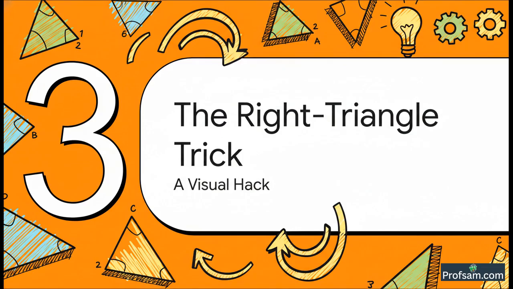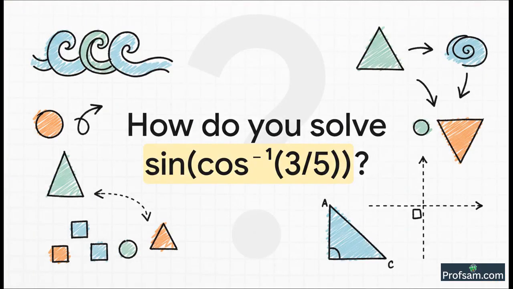I call it the right triangle trick. So what about something like this? Sine of cosine inverse of 3 by 5. Phew! A function inside another function. It looks pretty intimidating, right? But trust me, with our new triangle trick, this is going to be surprisingly easy.